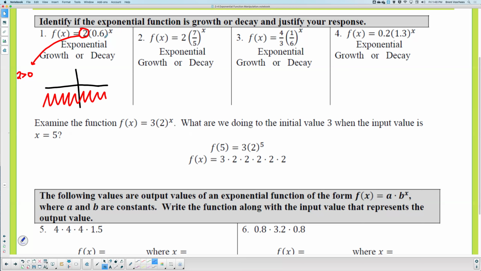Now, is my base bigger than 1 or less than 1? 0.6 is less than 1. That means the graph converges to the x-axis. Whoops. Let me try that again. The graph converges to the x-axis. Therefore, would you call that exponential growth or decay? Am I increasing or am I decreasing? This is decay. Let's reload and try again.